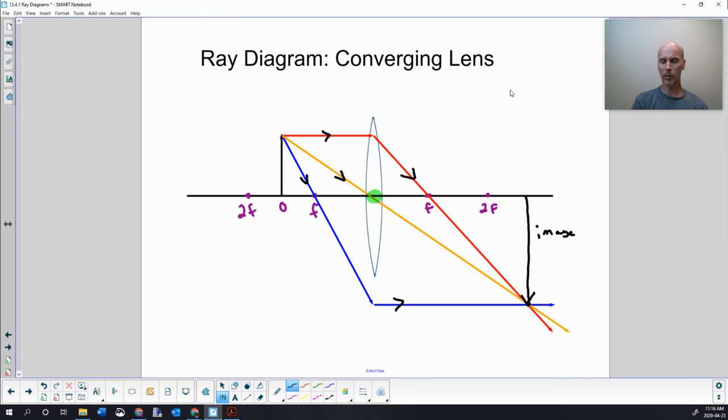And with this image, if we were to summarize its characteristics, its attributes, it to me looks like it's larger than the original. It looks like it is inverted. And because the rays are really coming together, we will consider this a real image. Rays are really refracting and coming together here.